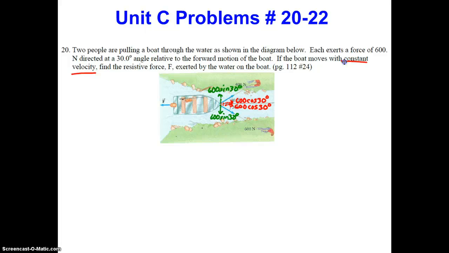All right, so next we're going to do our summation. We start with our Newton's second law expression, sigma F equals ma. We then ask ourselves, is this object accelerating? And we're told that the boat is moving with constant velocity, so the answer is no. The motion is forward, to the right, at constant velocity.